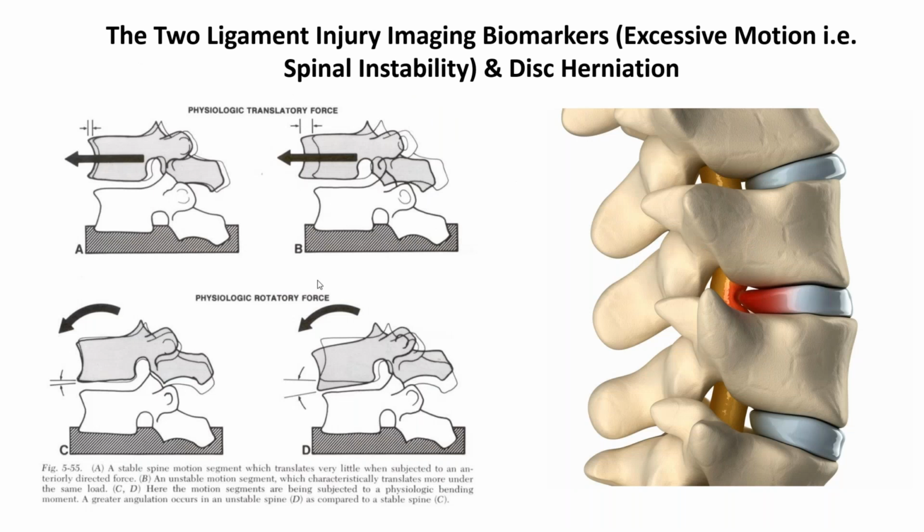Next. So the two ligament injury biomarkers are for excessive motion and disc herniation. We have X-rays that are great for evaluating abnormal forces, both compressive and translational, and aberrant motion, and MRI, which is great for evaluating disc disease. But discs are only 23 of the 220 ligaments, and if you just do an MRI, yes, you can diagnose disc herniations and bulges, but the majority of the time you're not going to diagnose spinal ligament injuries.